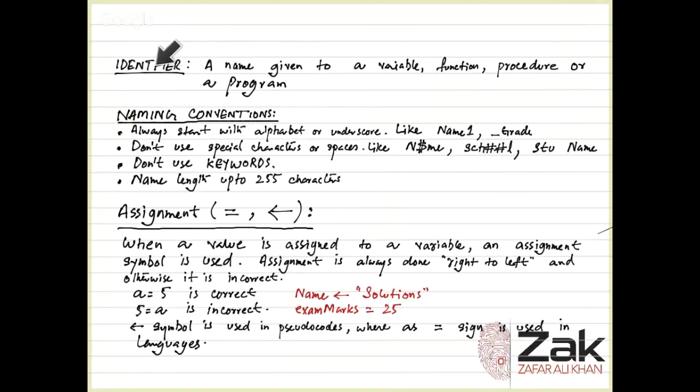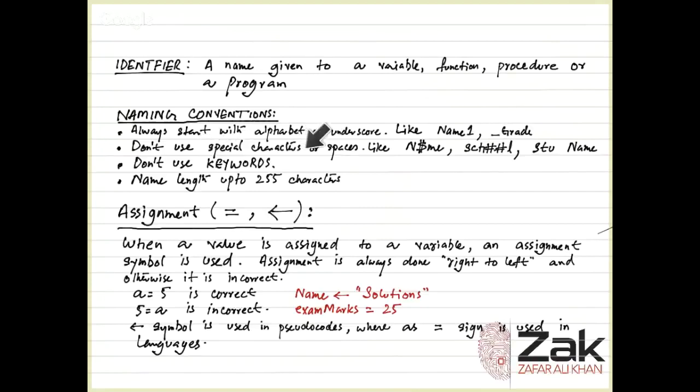Naming convention. When we name an identifier, we have to follow a few rules. These rules are called naming convention. Always start with an alphabet or underscore. If you have a digit at the start of the name, we do not think that this is a legit name. Every legit name should start with an alphabet, character, or underscore. So A1 is the right name, but 1A is not the right name. Always start with an alphabet or underscore, like name1 or underscore grade.